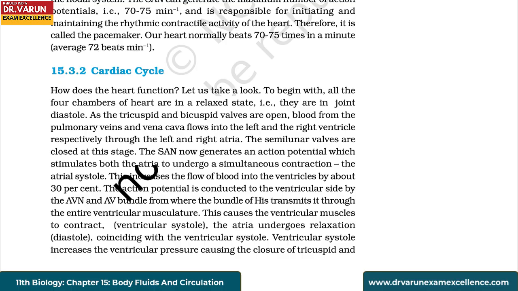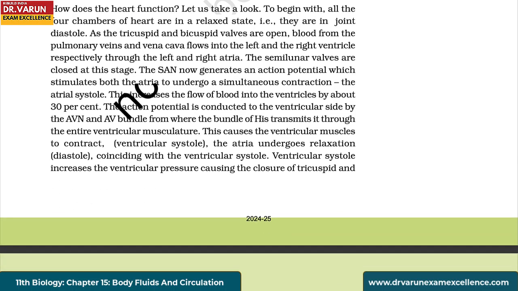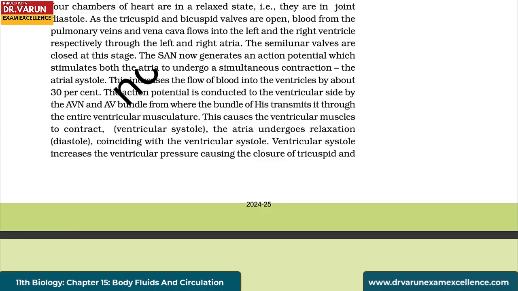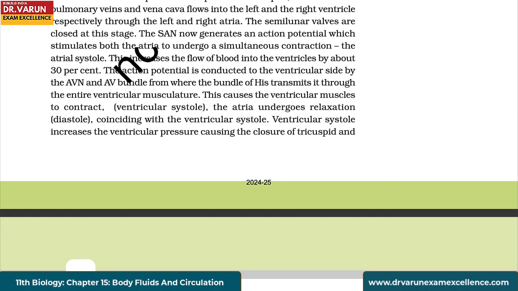The SA node now generates an action potential, which stimulates both the atria to undergo a simultaneous contraction, the atrial systole. This increases the flow of blood into the ventricles by about 30%. The action potential is conducted to the ventricular side by the AVN and the AV bundle, from where the bundle of His transmits it through the entire ventricular musculature. This causes the ventricular muscles to contract, ventricular systole. The atria undergo relaxation or diastole, coinciding with the ventricular systole.